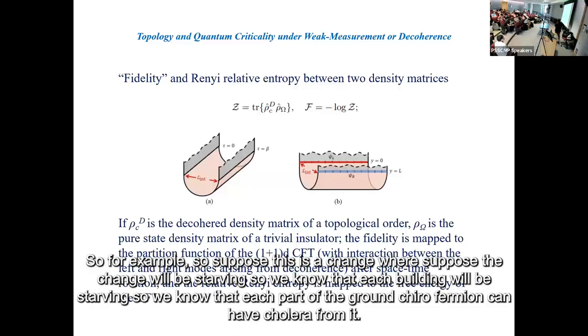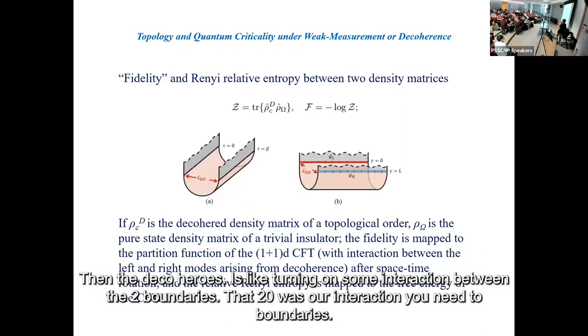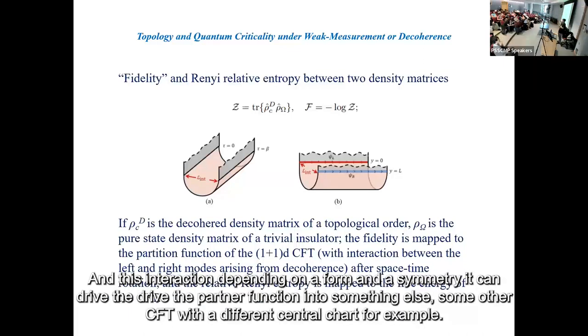So for example, suppose this is a Chern insulator. Suppose the Chern insulator we start with, so we know that each boundary will have a chiral fermion. Then the decoherence is like turning on some interaction between the two boundaries. And this interaction, depending on the form and the symmetry, can drive the partition function into something else, some other CFT with a different central charge, for example.